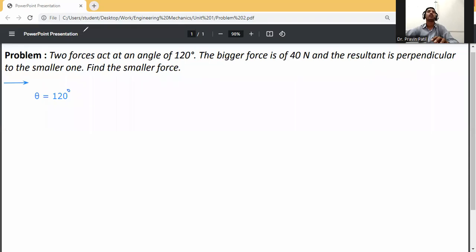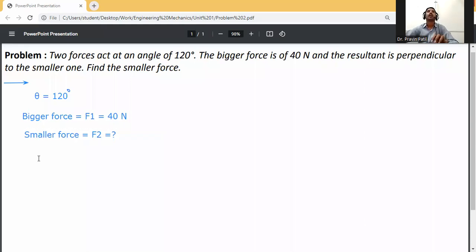Then the bigger force, that is F1, is equal to 40 Newton. Then the smaller force, that is F2, is equal to question mark. We need to calculate the smaller force F2.